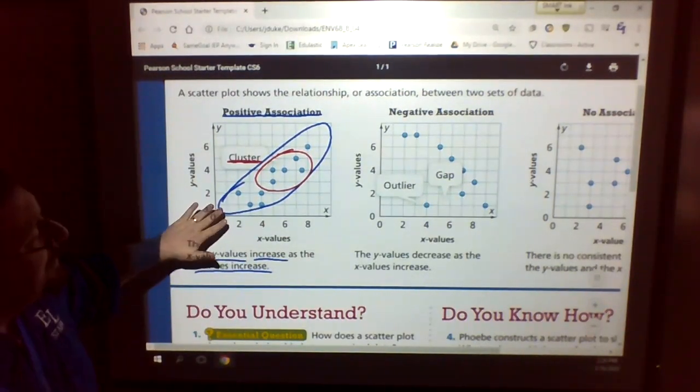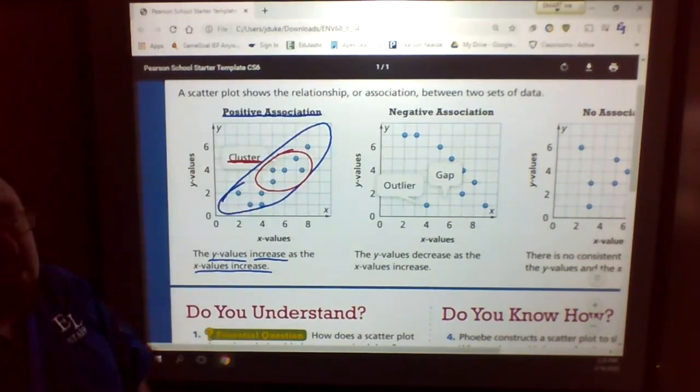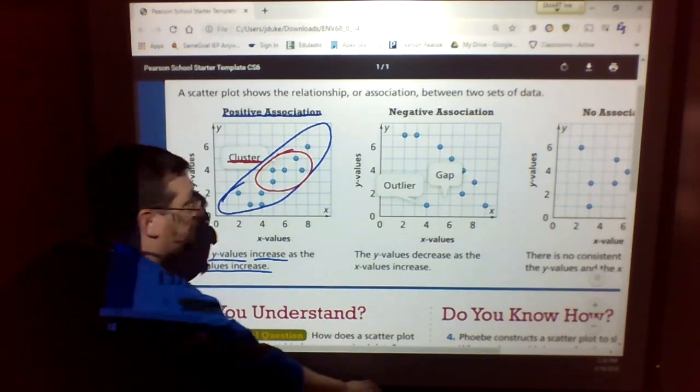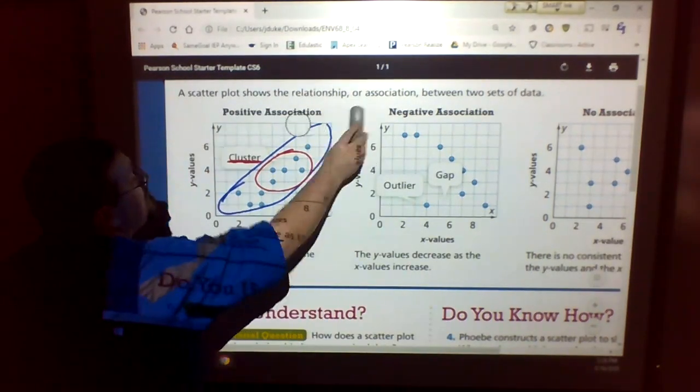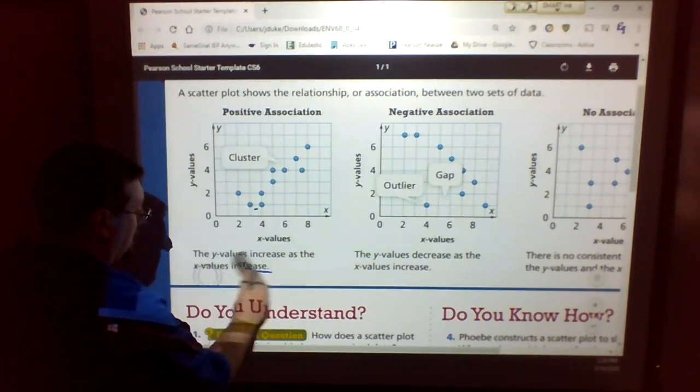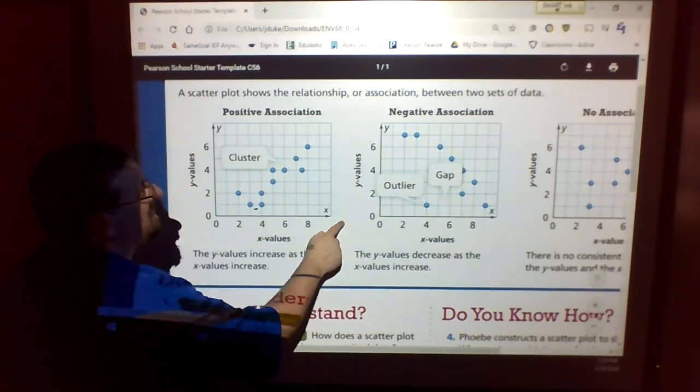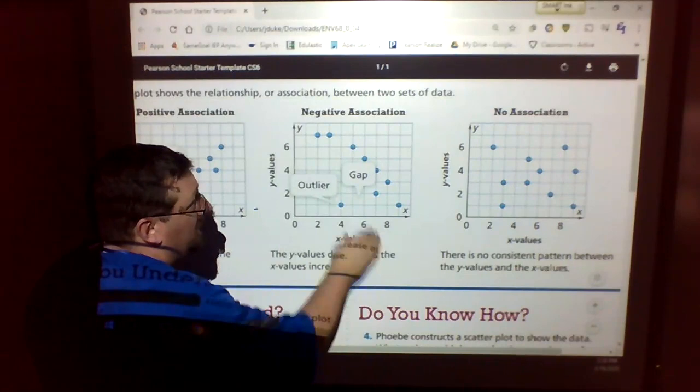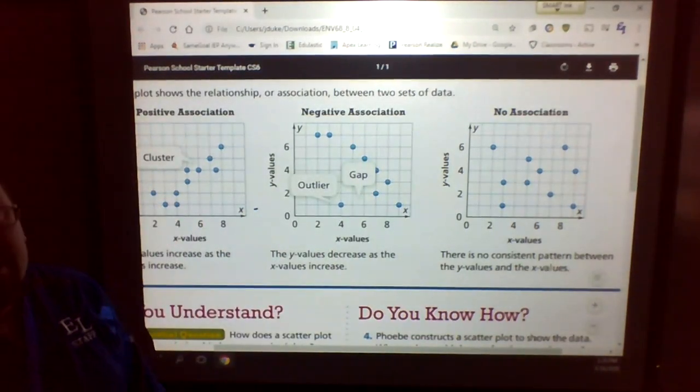Anytime the trend line or the points seem to be going uphill in a general direction, that's going to give us a positive association. One of the more confusing things is if you've got a group of points going down. If a positive association is going up, a negative association is going down. A lot of people think when there's negative correlation or negative association, there's no relationship between the data. That's not true. We're going to get to that in a second.